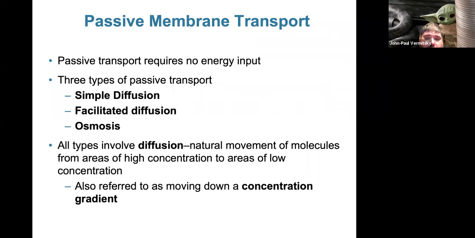So passive transport requires no energy input. There are three types of passive transport: simple diffusion, facilitated diffusion, and osmosis. All types involve diffusion, the natural movement of molecules from areas of high concentration to areas of low concentration. It is also referred to as moving down a concentration gradient.